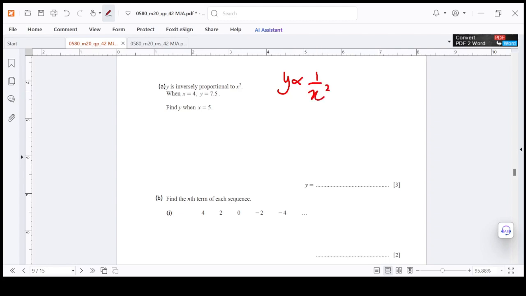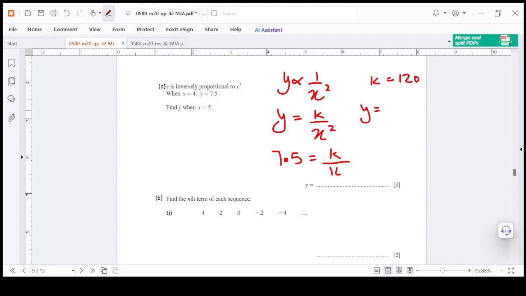This is how we write it. And then we replace this with k upon x squared. Now we can find k from the given values of y and x. X is 4, so x squared is 16. That gives k as 16 times 7.5. It's 120, so k comes out to be 120. Let me rewrite the equation again. Y equals 120 upon x squared.